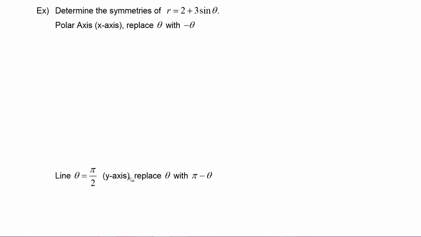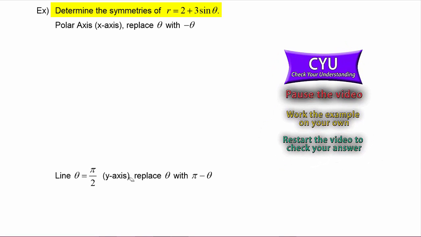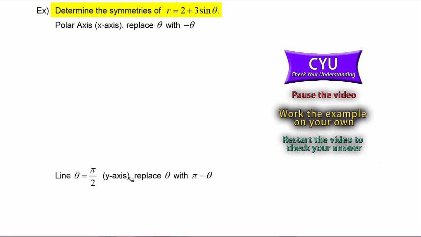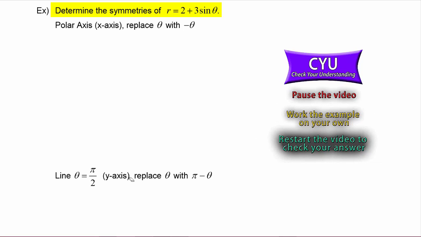In this example, we have to determine the symmetries of r equals 2 plus 3 sine of theta. So we will need to do all three symmetry tests. It's CYU time, so pause the video, work the example on your own, then restart the video to check your answer.